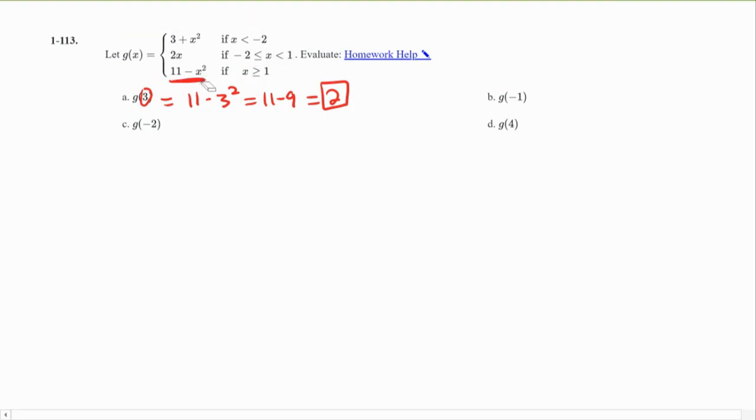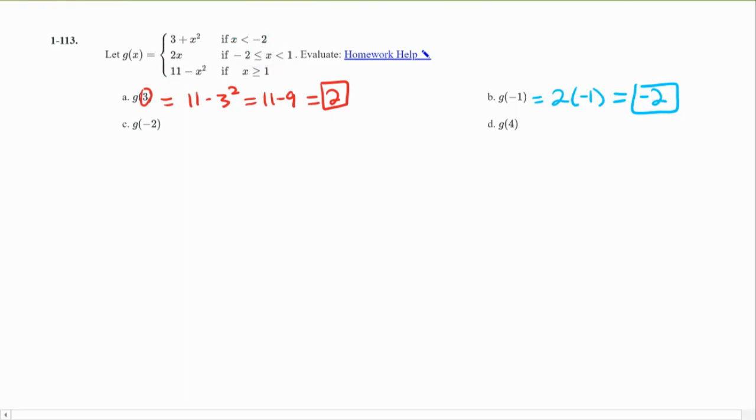Now for the next one, for b, I have g of -1. Now I look through here. -1 is not less than -2, so I'm not using that one. -1 is between -2 and 1. So I'm going to go ahead and use this one here. So I plug in -1, and g of -1 is -2.